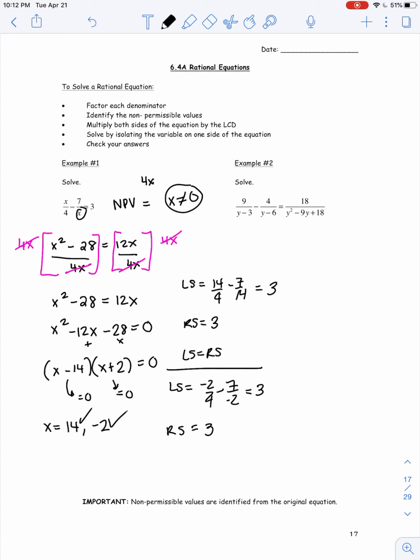Our next example, we're going to have to factor this first. We're going to have to factor it as y minus 6 and y minus 3.